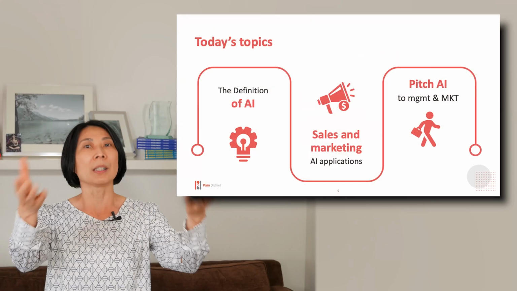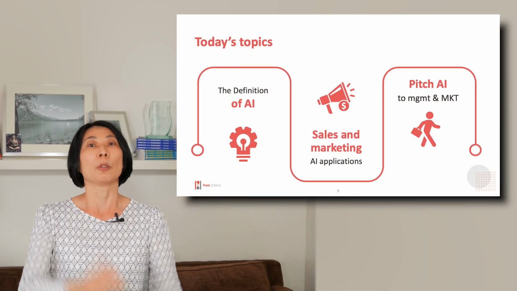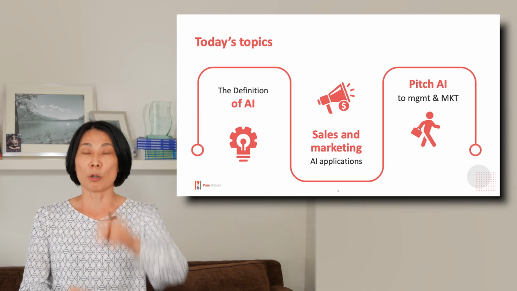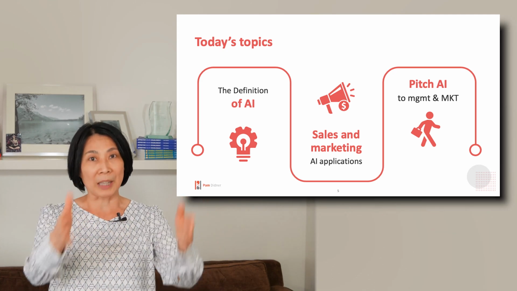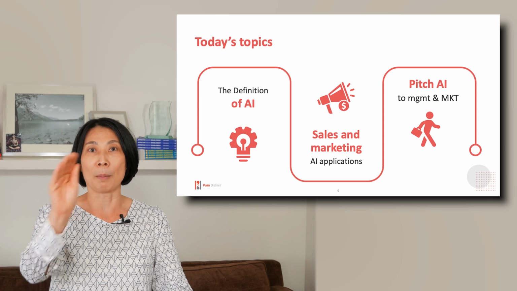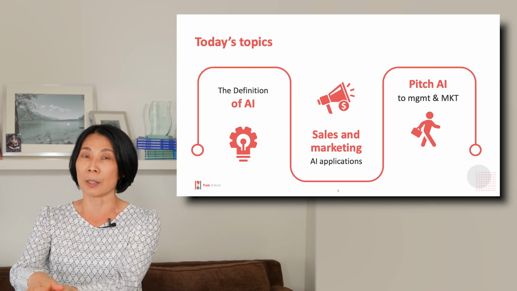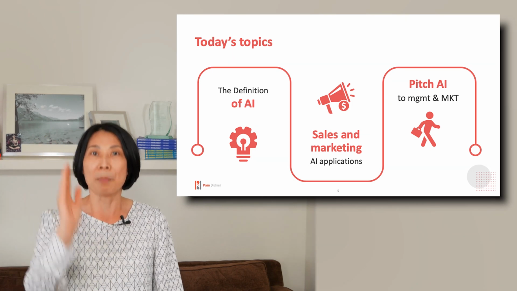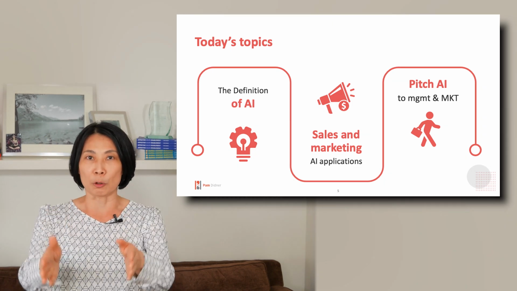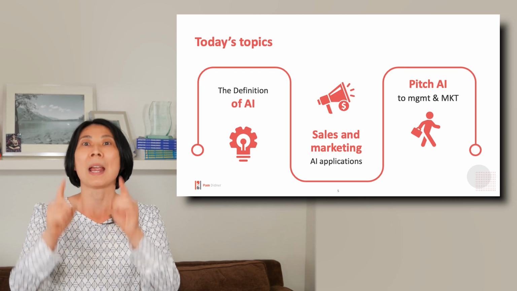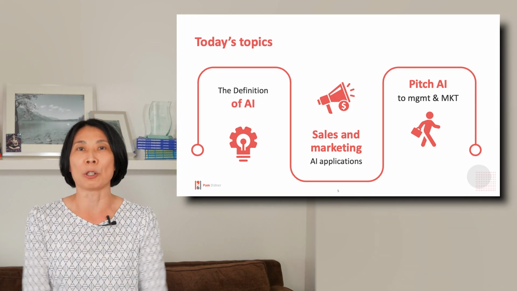For this webinar, I want to talk about how you can implement artificial intelligence at your company. There are three topics I want to talk about. Number one, what is the definition of artificial intelligence to make sure we're on the same page? Number two, what are some of the business applications using AI in sales and marketing so you can get a sense of what you can do with artificial intelligence. Then I'm going to move on to pitches, how you can pitch artificial intelligence to your management and your team to get additional budgets and headcount.